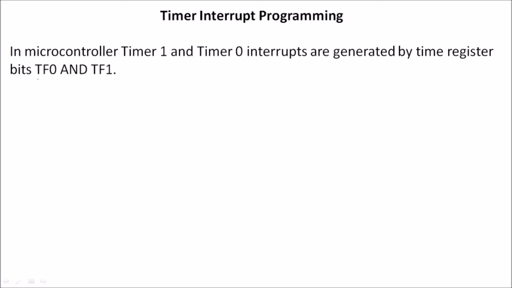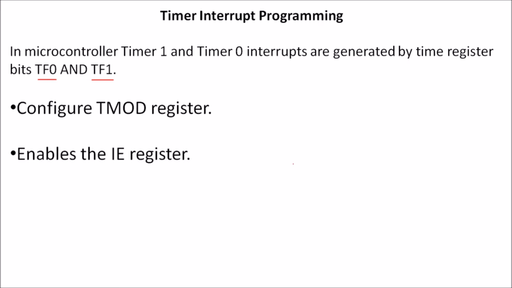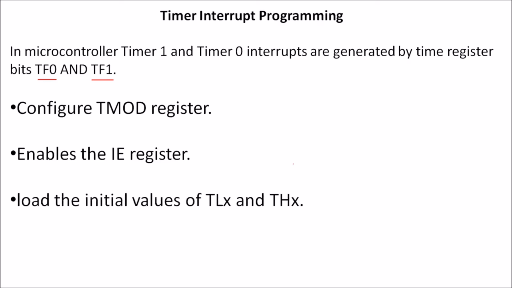So timer 0 interrupt means TF0 for timer 0 and TF1 for timer 1 flag bits are used as an interrupt. Now how we'll write this program? So just go through the steps for main program writing. So first we have to configure TMOD register. We have already discussed about format of TMOD register. Then next is enable IE register. That means decide which interrupt you want to use and enable that particular bit.